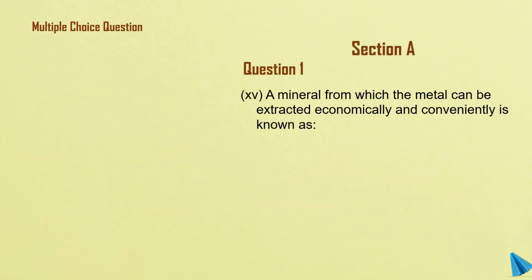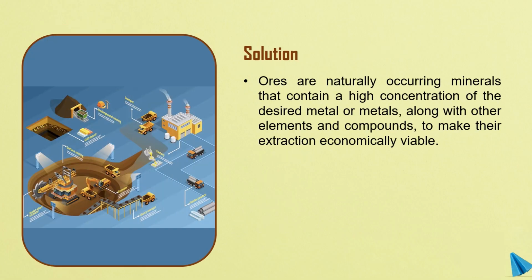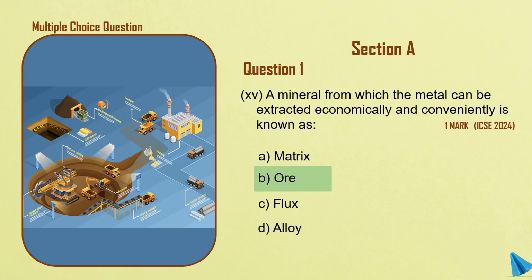That is your question number 15. It says, a mineral from which the metal can be extracted economically and conveniently is known as matrix, ore, flux, alloy. So what is the answer to this? Ores are naturally occurring minerals that contain a high concentration of the desired metal or metals along with other elements and compounds to make their extraction economically viable. So ore is the right answer. So this completes your section A.